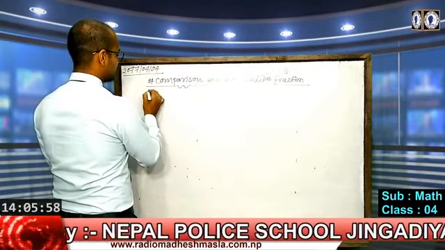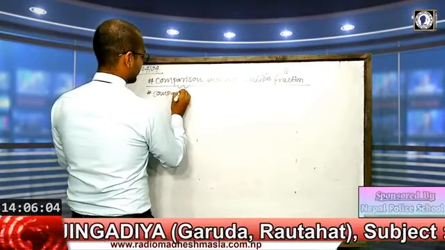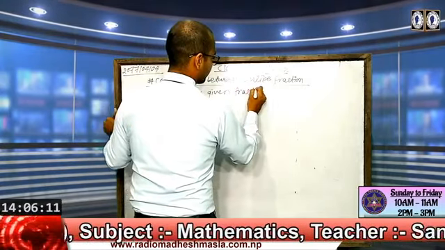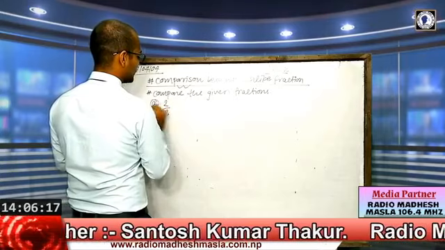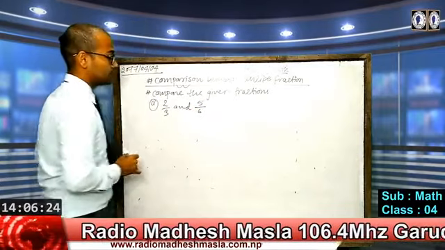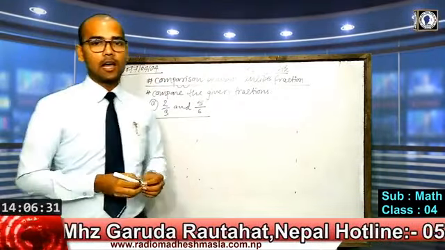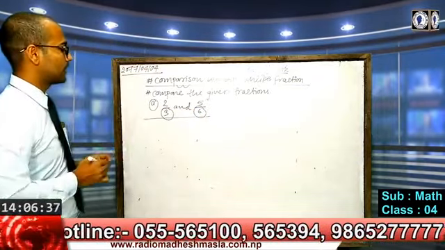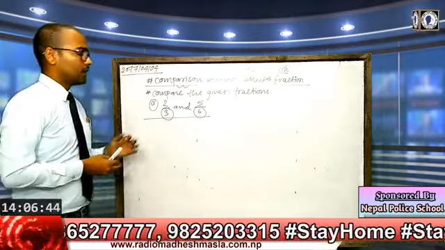Suppose we are given a question like this: compare the given fractions. In question number A we have 2/3 and 5/6. Here we have two fractions and we need to compare them. We can see that the denominators of both fractions are different, which means these fractions are known as unlike fractions.